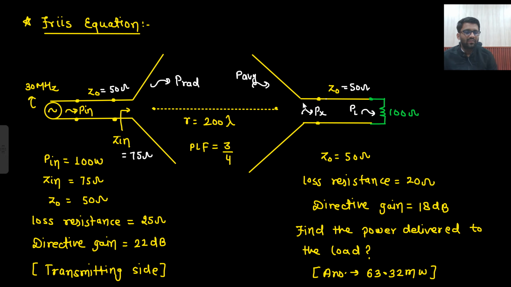Then, how much distance it will cover, you can find out P average, then you simply multiply it with the effective aperture area. That will be your Px, and that will be your answer. So whatever the requirement is, we need to see that.